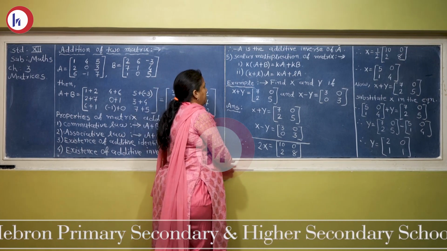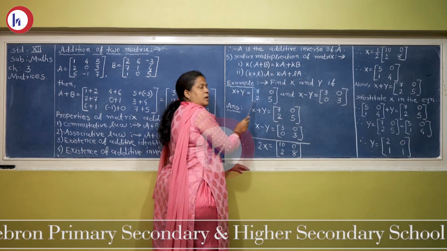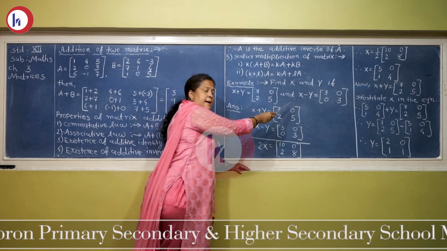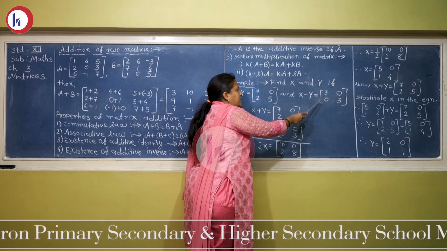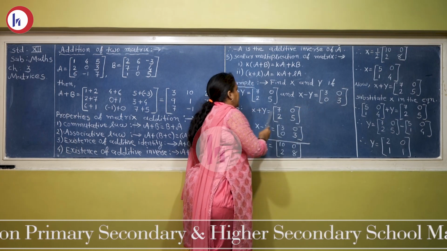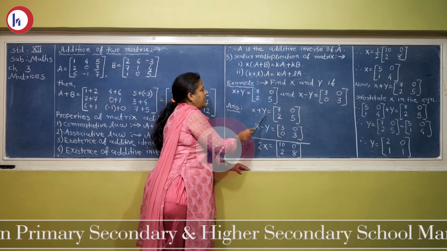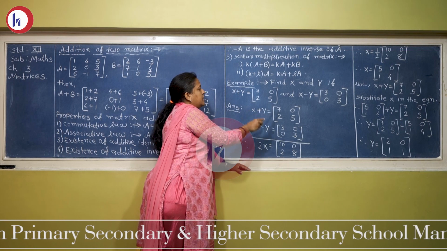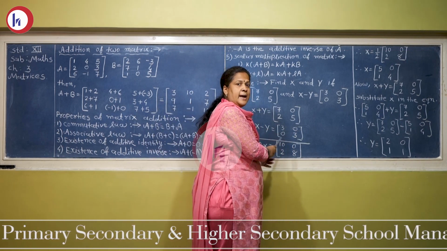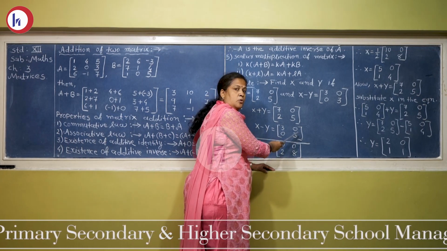Let's take one example of this addition of the matrix. Find X and Y if X plus Y is equal to 7, 0, 2, 5 and X minus Y is equal to 3, 0, 0, 3. Let us see here. First of all, X plus Y is given as 7, 0, 2, 5 and X minus Y is equal to 3, 0, 0, 3.